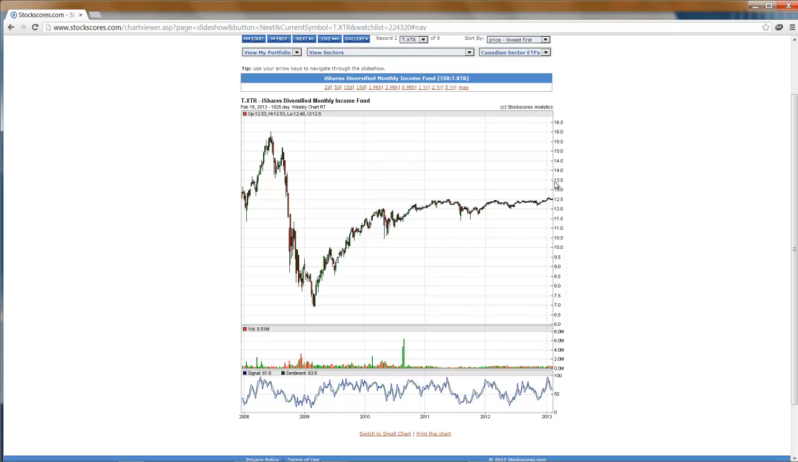And here I can see I've got the iShares Diversified Monthly Income Fund, and it's in an optimistic pattern, but it hasn't really made the break through resistance, which it has built up at 12.50 for some time. So I think this is a decent looking sector, but until I get that strong breakout through 12.50, it's not an ETF that I would want to buy.